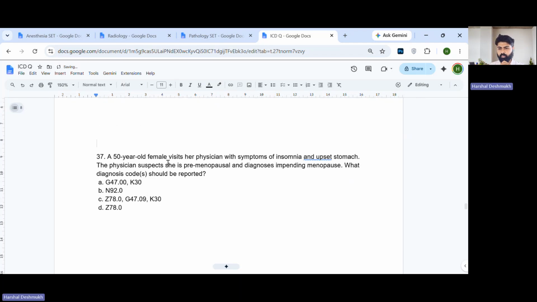A 50-year-old female visits her physician with symptoms of insomnia and upset stomach. The physician suspects she is premenopausal and diagnoses impending menopause. What diagnosis code should be reported?